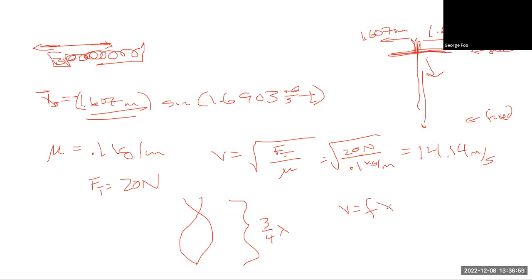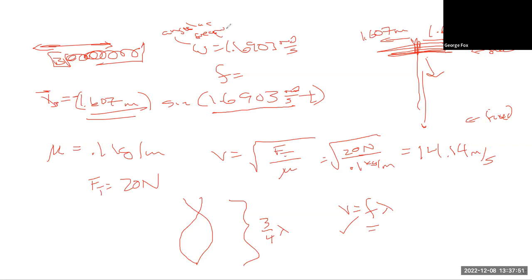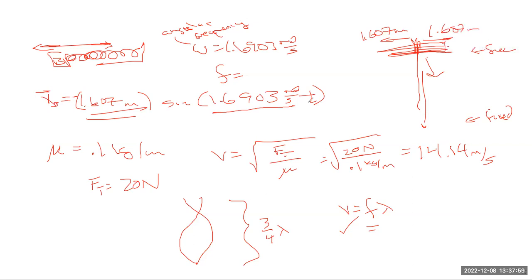I know that speed is equal to frequency times wavelength. I know speed. Frequency is how often a wave is created. A wave is created in the time it takes to go back and forth, or with the same frequency as moving this back and forth. I know omega right there. It was found previously. So omega is 1.6903 radians per second. How would I find the frequency? Divide omega by 2 pi. Yep.